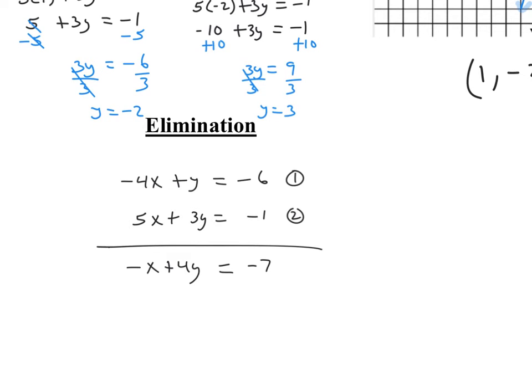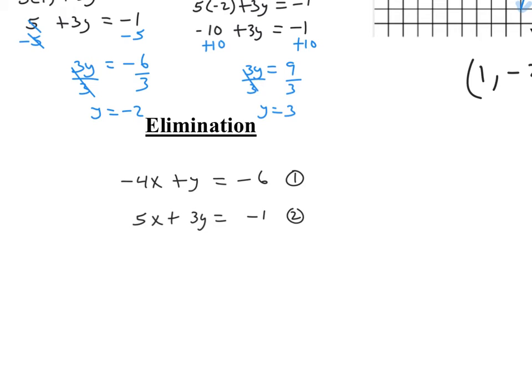So what I want to do is make it so that one of those variables ends up going away, meaning it gets eliminated when the two equations get added together. And in order to do that, I need to make sure that one of those variables, either the x or the y, doesn't matter which one, has the exact same coefficient, meaning the number in front of the variable. They need to be the same, but opposite signs. That way they make a 0 and end up going away.